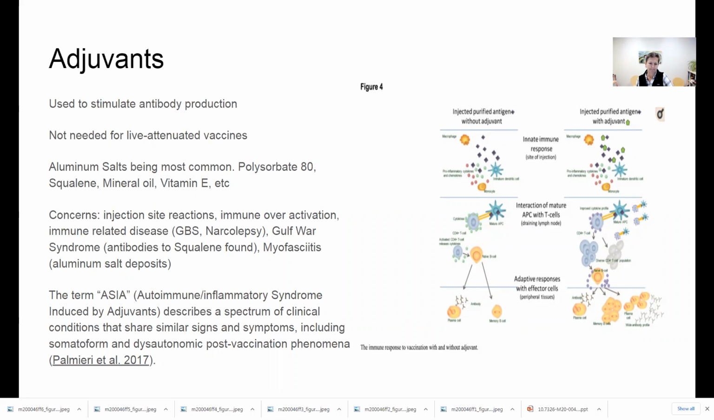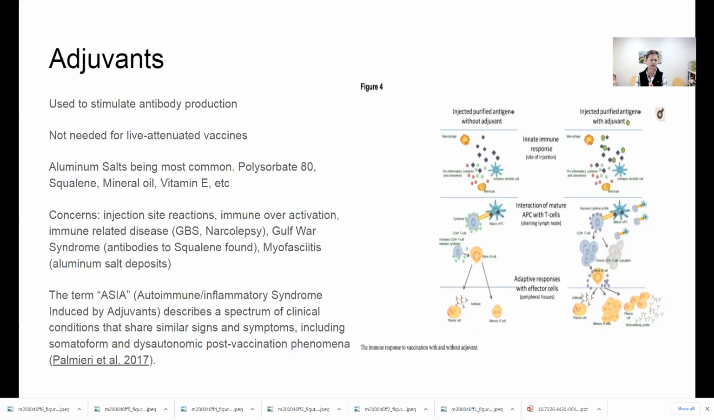There's also Gulf War syndrome, which I think a lot of people have heard about, and in many of these folks with Gulf War syndrome, they've found antibodies to the squalene that was used in some of those vaccines. The other thing you can get is a little bit of myofasciitis, so myo, thinking about muscle, and fascia. That would be if you got a vaccine and have this ongoing lump. Most of the time those go away, but sometimes they won't, and we can see an aluminum salt deposit.